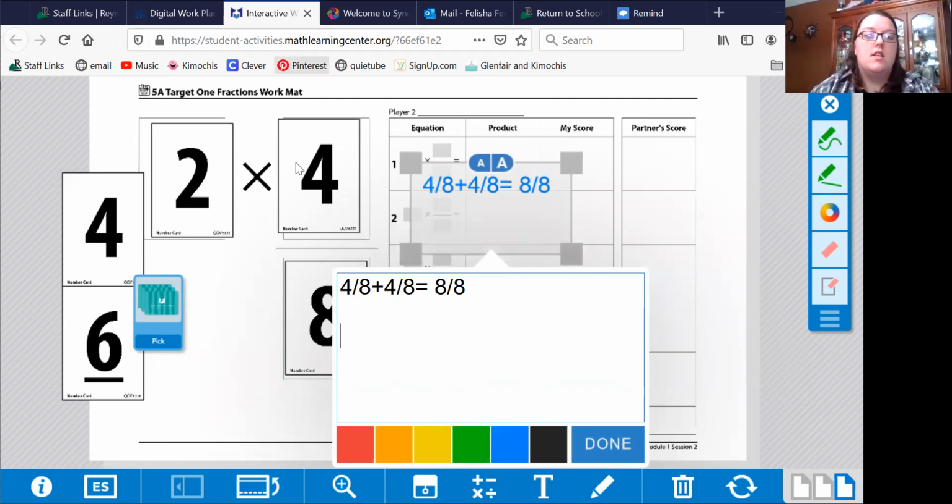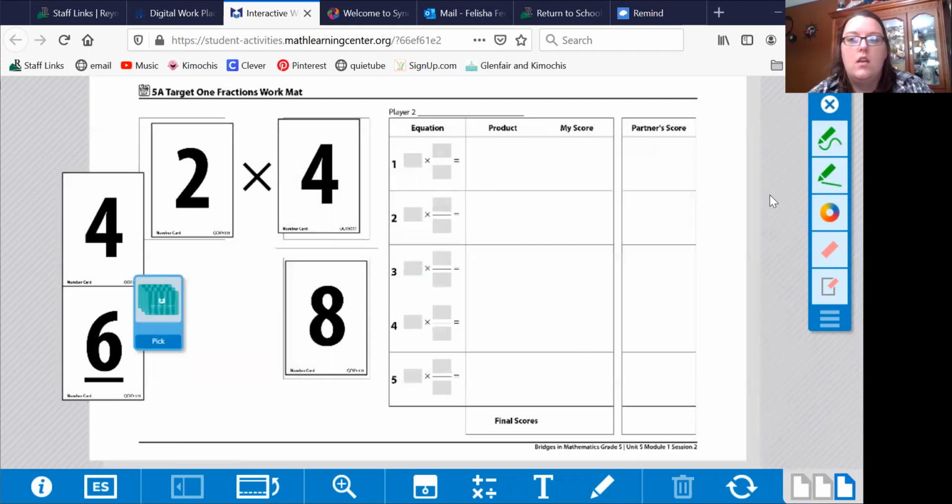Or you can do it just like it's modeled here. 2 groups of 4 is 8. Then you would add that fraction piece. Out of the 8, I need to make a whole. So we'll record that here. We have 2 groups of 4 8s. My product is 8 8s, right? 2 groups of 4, 2 times 4 is 8.